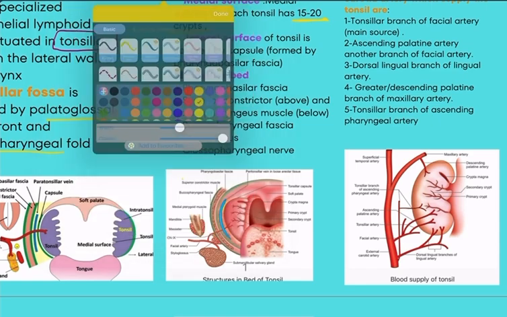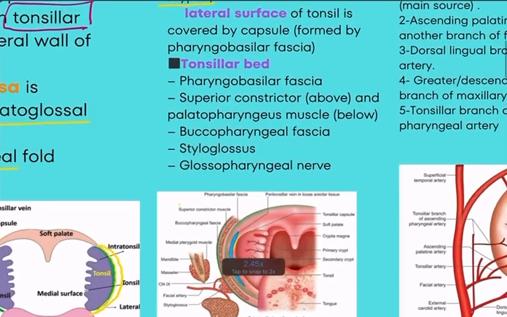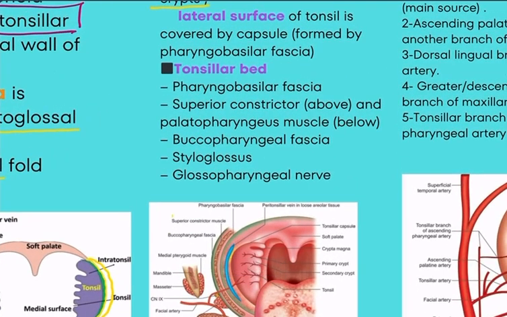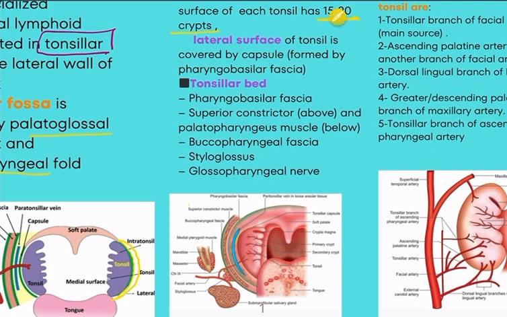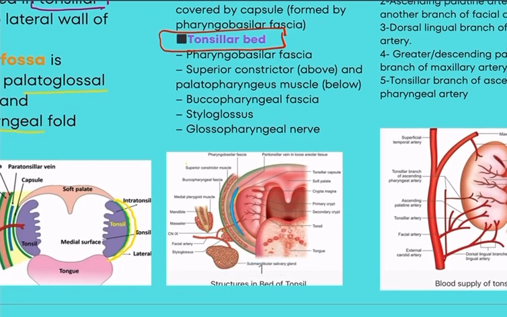The lateral surface of the tonsil is called the tonsillar capsule. This tonsillar capsule is formed by a condensation of the fascia called the pharyngobasilar fascia. Another important thing to be mentioned is the tonsillar bed. What is the tonsillar bed? What is the important anatomical information related to this tonsillar bed?